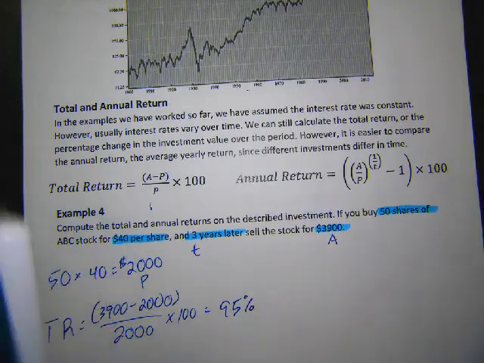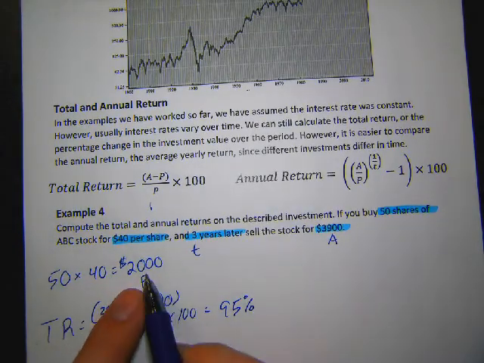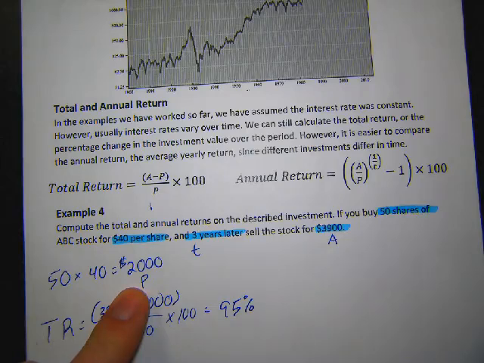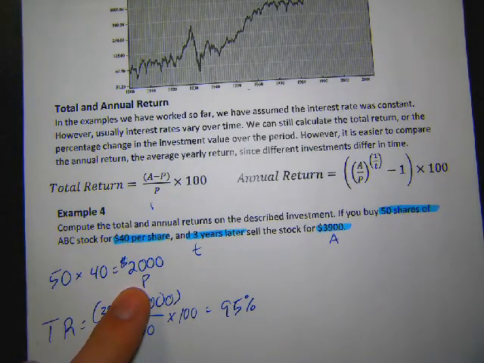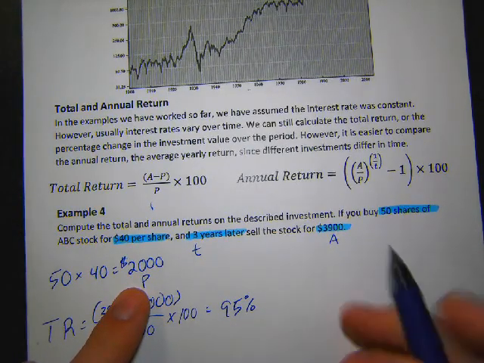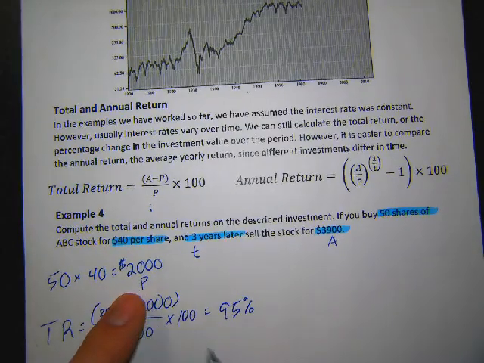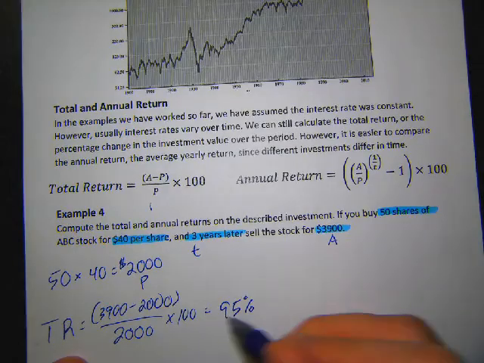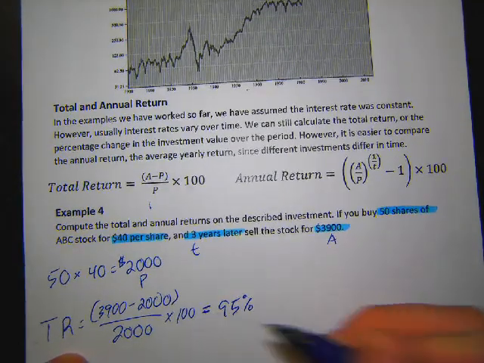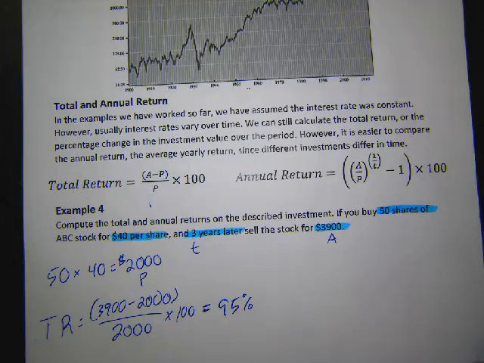So that means I almost grew as much as I started with. So if I started with 2,000, if I would have had 100% growth, I would have increased up to $2,000. I'd be at 4,000 total. I went to 3,900, so I almost earned as much as I started with, but not quite, because I didn't quite get to 4,000. So 95% growth. So for every dollar I invested, I made 95 cents, basically.